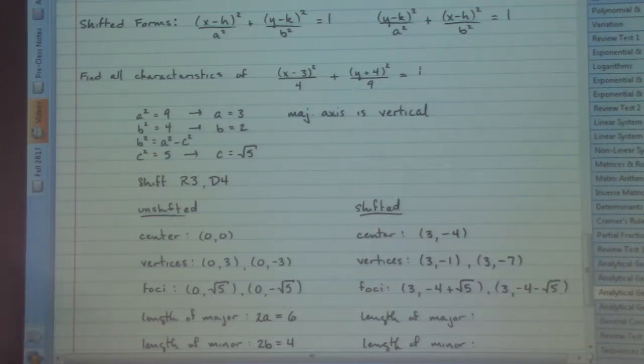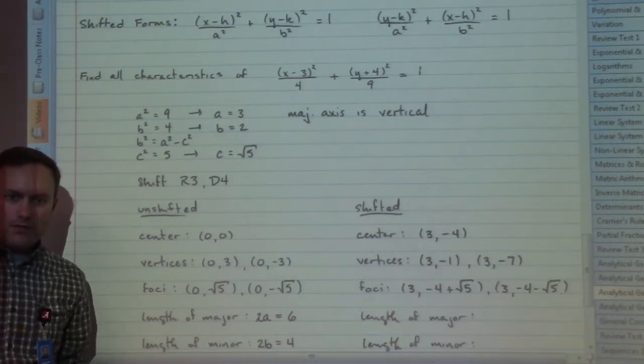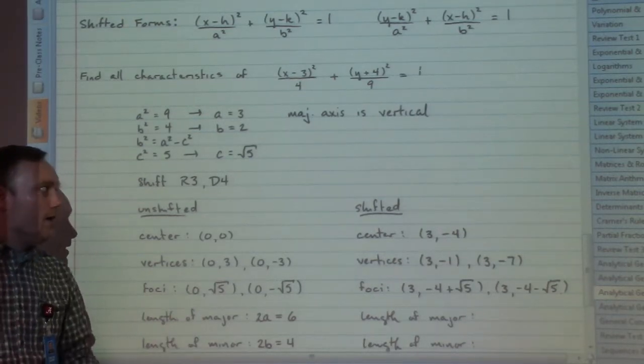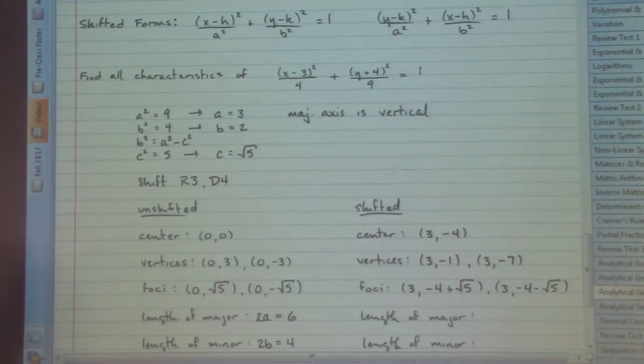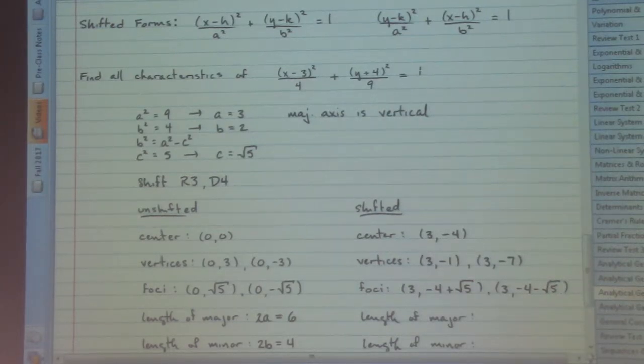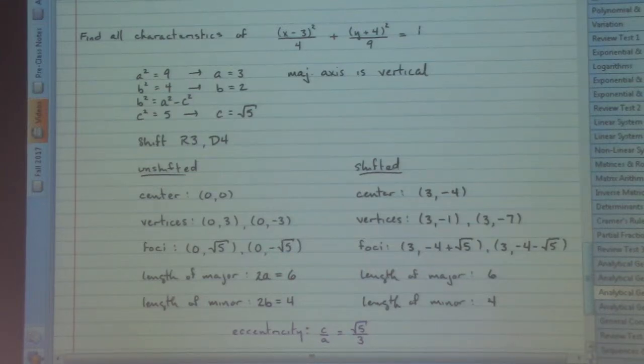Because the length of the major axis and the length of the minor axis are not tied to shifting. Those are lengths. Those lengths are going to be fixed when I pluck the unshifted ellipse off the page and then shift it over, right 3 and down 4. Those lengths are going to remain the same, so that's just a matter of carrying over those values: the length of the major axis is still 6, the length of the minor axis is still 4, and officially speaking, throwing in that eccentricity, the eccentricity would be the square root of 5 over 3.